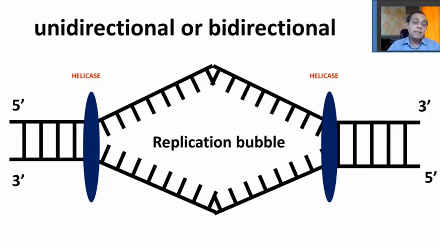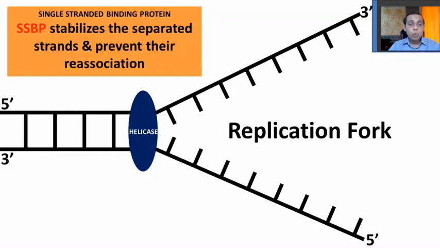Let's focus on one of the Y replication forks. Now, as I said earlier, among the key enzymes, there was a protein called SSBP, single stranded binding protein, which is necessary to bind to the single strands so that they do not form the bonds again. So SSBP will help in that.